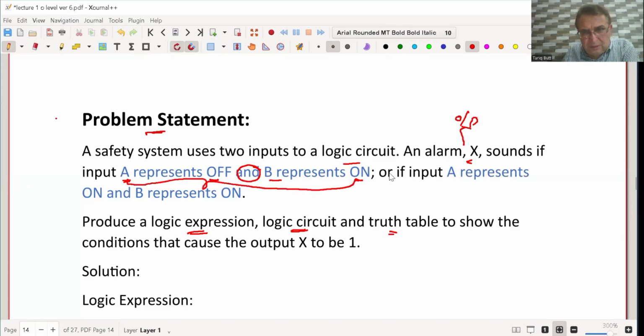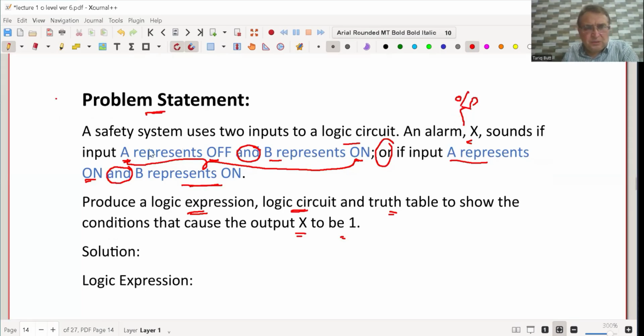This is one condition. Then OR, second condition, from where you can build the second sub-expression: if A represents on and B represents on. So if you have to build the logic expression, it is said to produce the logic expression, logic circuit, and truth table to show the conditions that cause output X to be 1. So you have to simply write down the logic expression for that. Fine. So you build the logic expression for the first condition, you build the logic expression for the second condition, and connect them through OR.